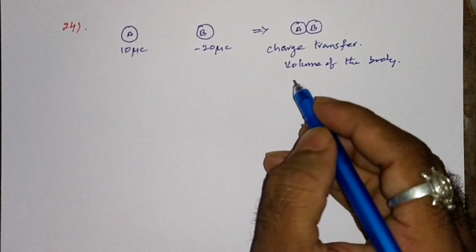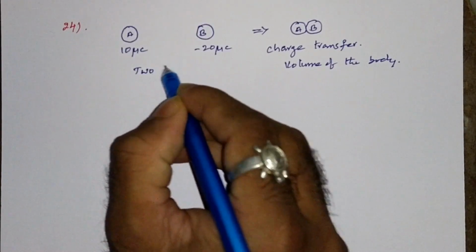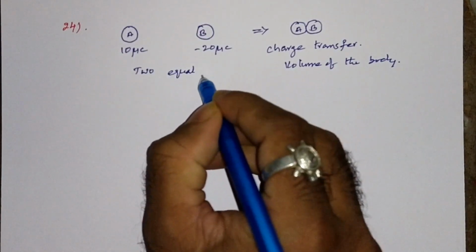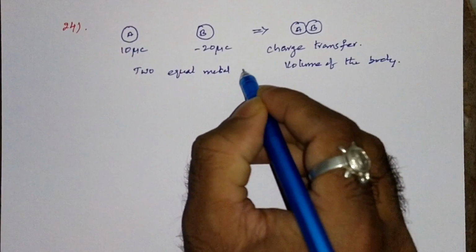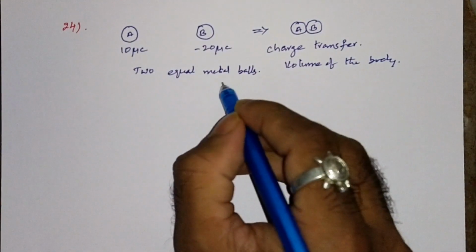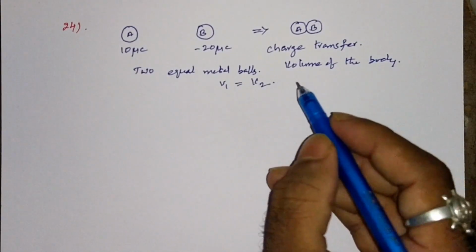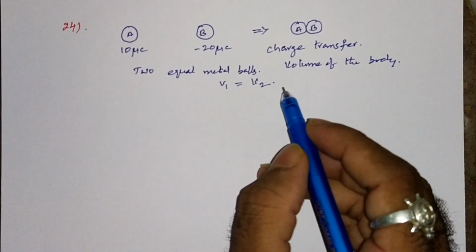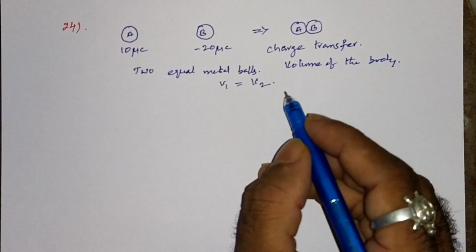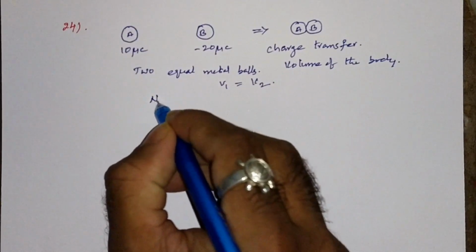So here, given that two equal metal balls, so the volume of the first body and the volume of the second body are the same and their material is also the same. Then the amount of charge transferred will be equal. So what is the net charge first?